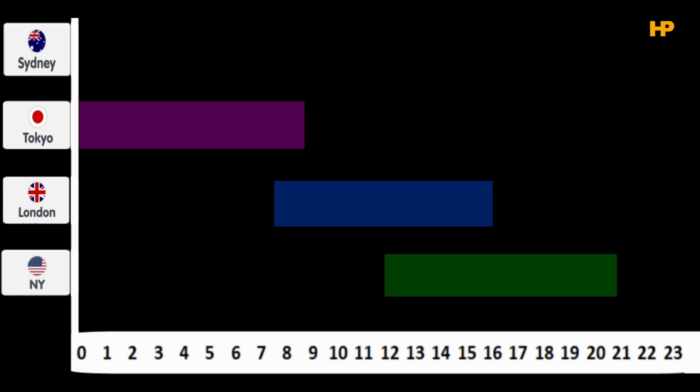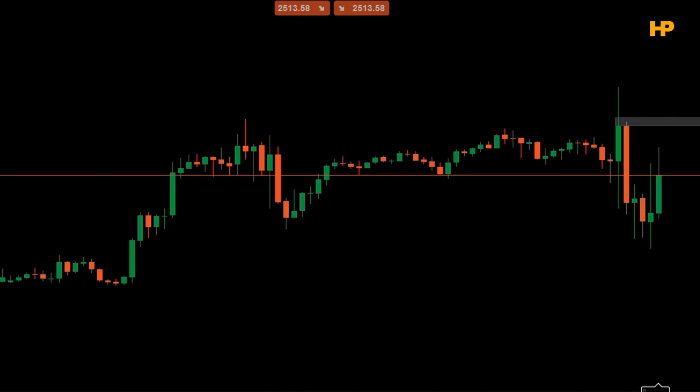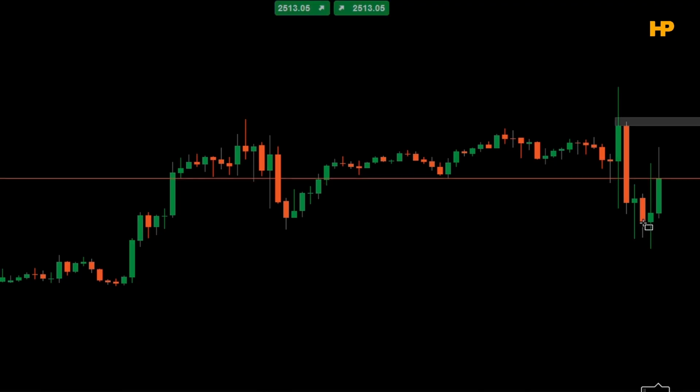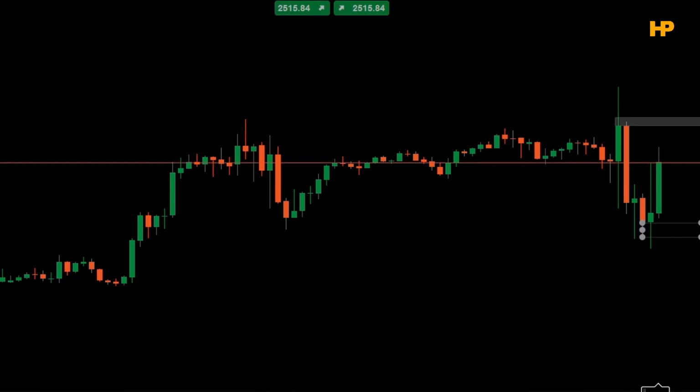Align your trade setups with these timings for maximum impact. By combining trend analysis with session timing, you're trading when the market is most active. Let's see how it all comes together in Chapter 4 with real trade examples.